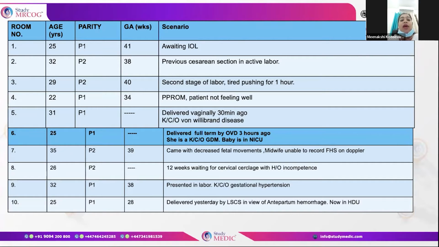And the next is room number 7, who is a multigravida, and she's at 39 weeks of gestation, who has come with decreased fetal movements, and the midwife is unable to record the FHS on the Doppler. So I would like to do a bedside ultrasound to confirm the fetal heart rate. Yeah, the ultrasound confirms IUFT.